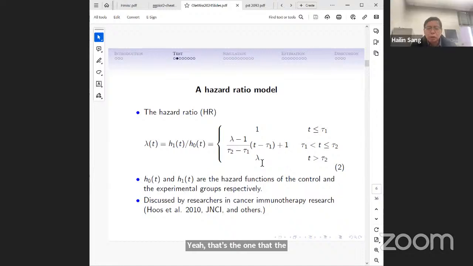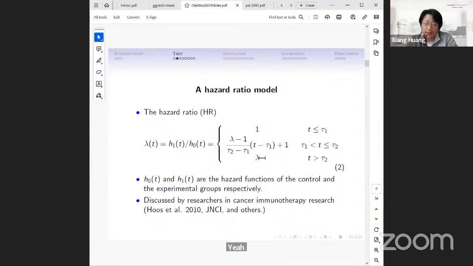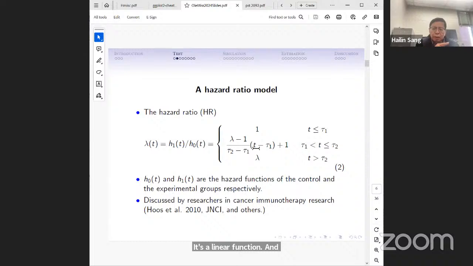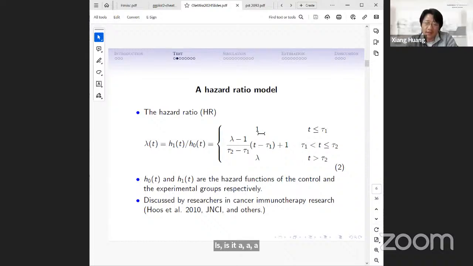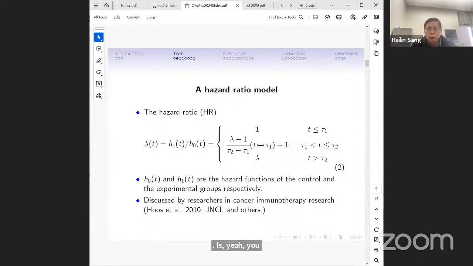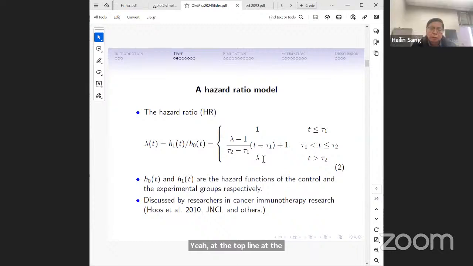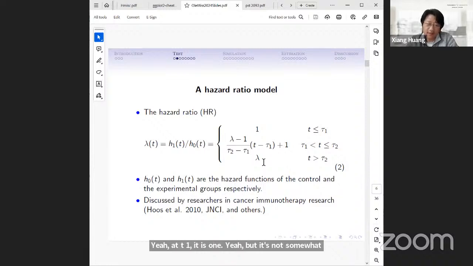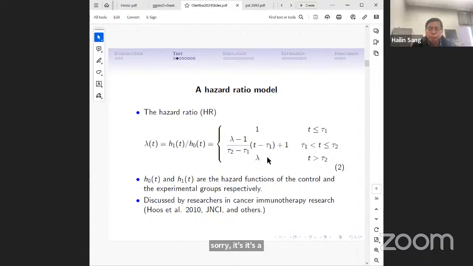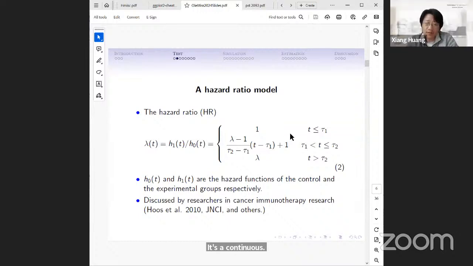So you mean this function is smooth? Sorry, it's a continuous function. It's not smooth. You can see when t is at tau 1, it is 1, and at tau 2 it is lambda. Yes, but it's not smooth. It's continuous. Yes, continuous. In the middle we just suppose this is a linear function of t.